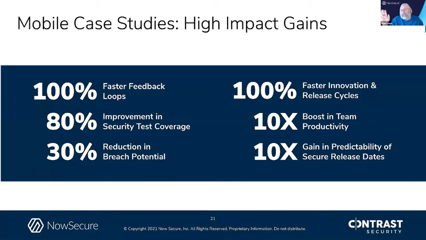Within 90 days, 120 days, their release cycle went from quarterly to monthly. And they're going to try to get into an agile 2-week type of scenario because of the faster feedback loops and the improvement in coverage.